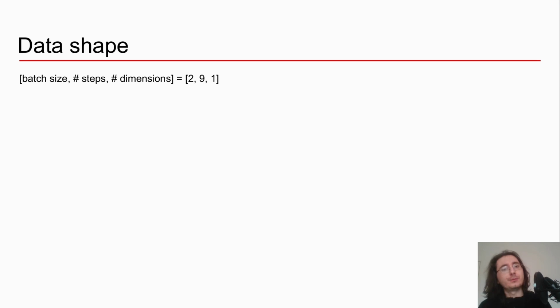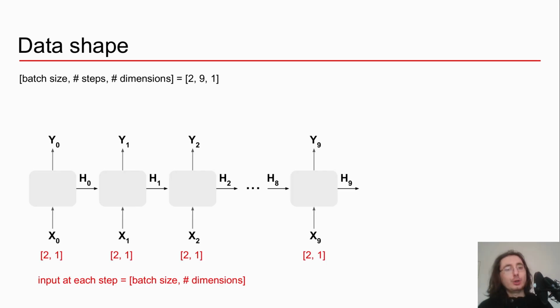Cool. So now what I want to do is take a look at the dimensionality of the data that flows through an RNN. Let's take as an example an input with this dimensionality here. We have a batch size equal to 2, 9 steps in the sequence, so a sequence with 9 items, and then we have a univariate time series here. So we only have one value, one measure per step.